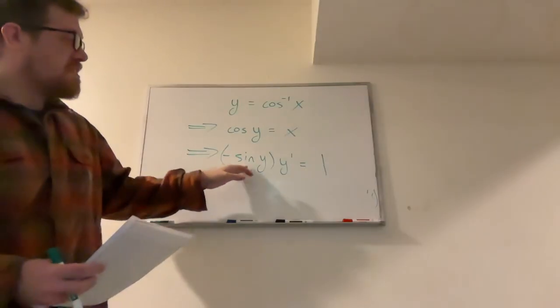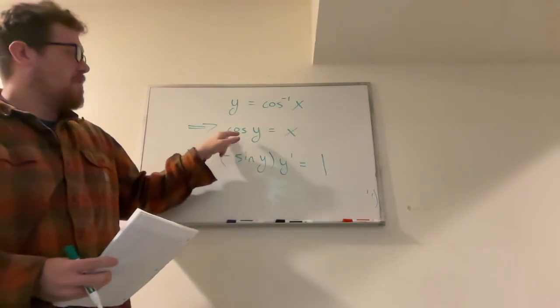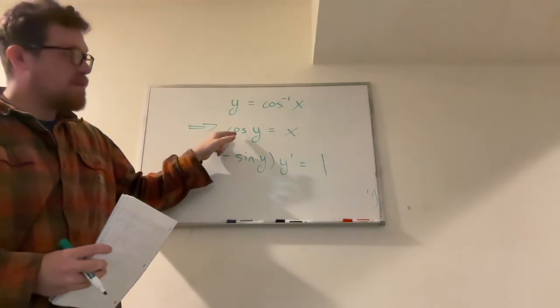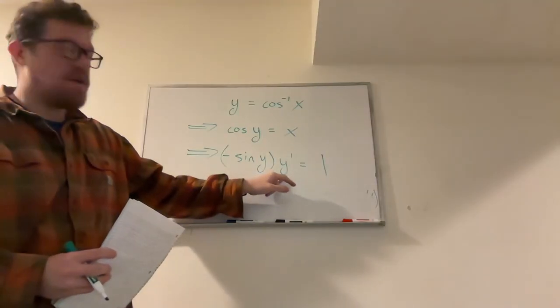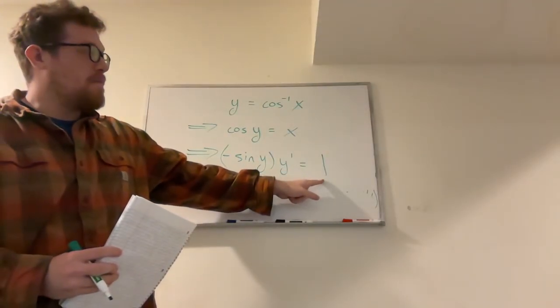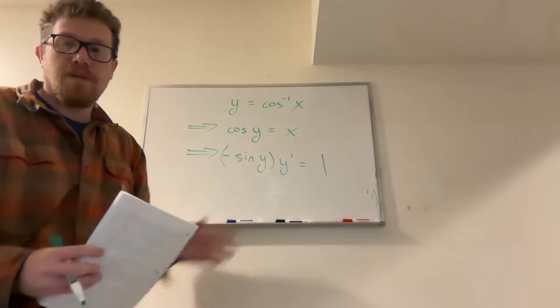So we have negative sine y prime. That's the derivative with respect to x. That's why we have to use chain rule. And then derivative of x is just 1. No chain rule needed.